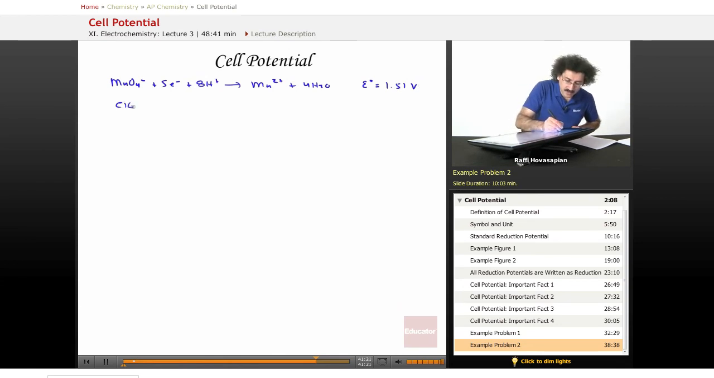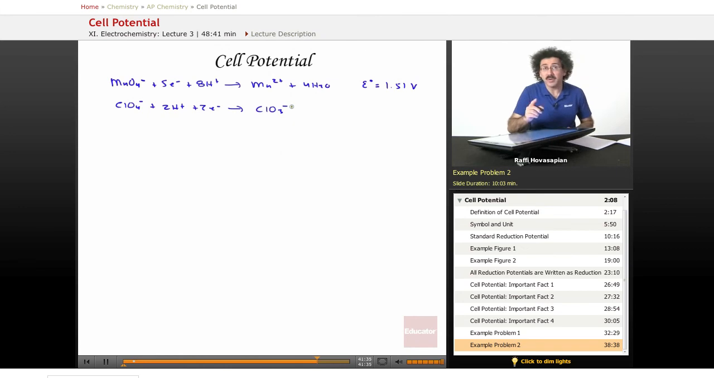Now, the other species that we notice in there is ClO4 minus. This one, plus 2H plus plus 2 electrons, goes to ClO3 minus plus H2O. Remember, everything is written as a reduction, with electrons always on the left-hand side, in a standard reduction potential chart. The standard reduction potential for this one is 1.19 volts. Just by looking at these, this has a higher reduction potential than that. That means this stays as is. This reaction gets reversed, so that is going to be oxidized to that.